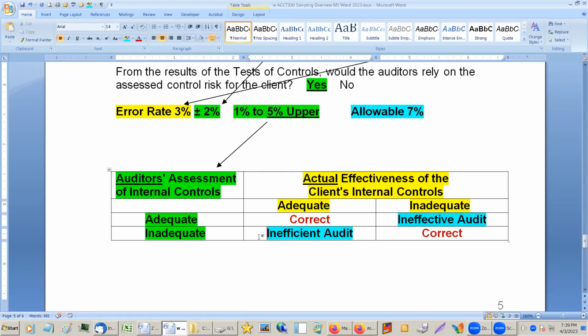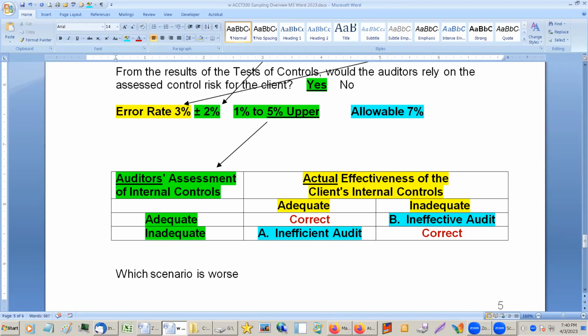Okay, so let's call this problem A. We'll call this problem B. And let's play, which scenario is worse, A or B, as an auditor? So this one is inefficient. You have to do a whole bunch of extra work. This one's ineffective because you think everything is okay when it's not, and you do your audit thinking everything's okay. So which one of these is worse for the auditor? Scenario A or scenario B?